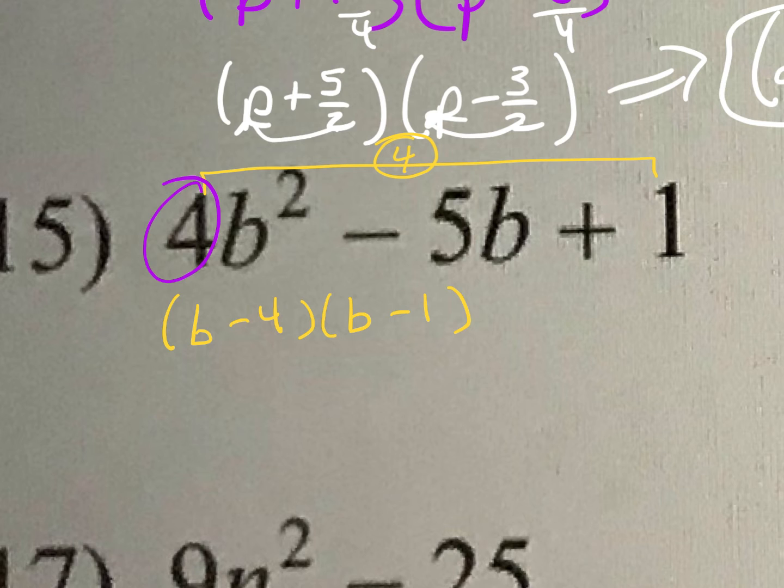So I take this lovely a term, which is 4, and I'm going to divide both of the factors by my a term. 4 divided by 4 is? Good, so I have b minus 1. And then what happens with the 1/4?